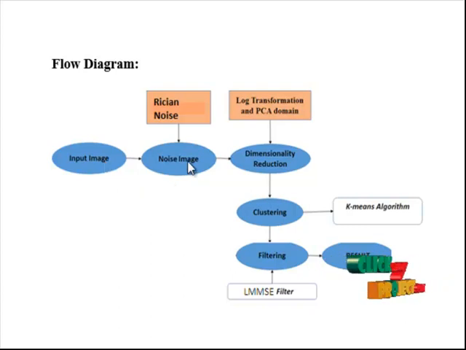In the noise image stage, an image is corrupted by noise in the image. One goal in image restoration is to remove the noise from the medical image in such a way that the original image is discernible. Noise in image, the apparent reproduction of an object formed by a lens or mirror system from refracted or diffracted light waves. Next, in the dimensionality reduction, where log transformation and PCA domain are proposed.